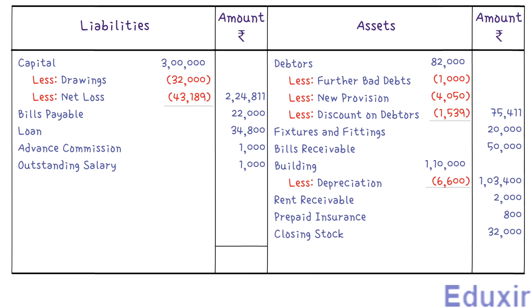The total on the liabilities side of the balance sheet is 2,83,611 rupees. Similarly, the total on the asset side of the balance sheet is 2,83,611 rupees. So the balance sheet is now balanced. With that, we have come to the end of this problem.